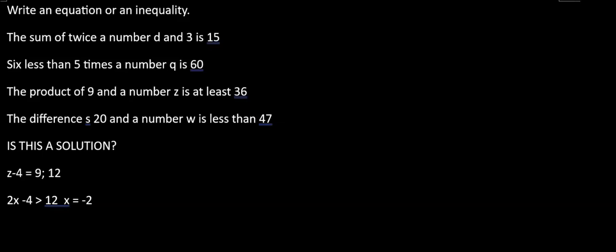Welcome back. We're going to write an equation or inequality. First one: the sum of twice the number d and 3 is... This tells us we need to write an equation. An equation has an equal sign. Sum tells us we need to add. And then we're going to look for our two quantities.